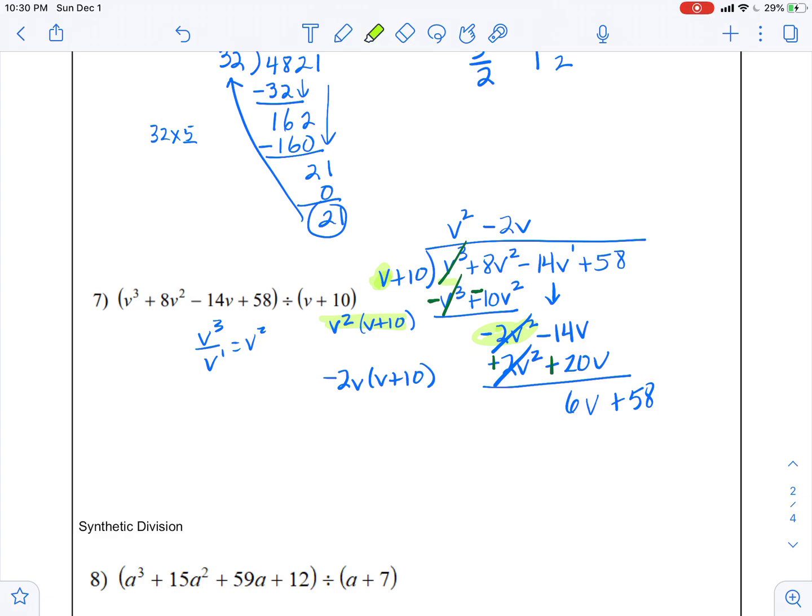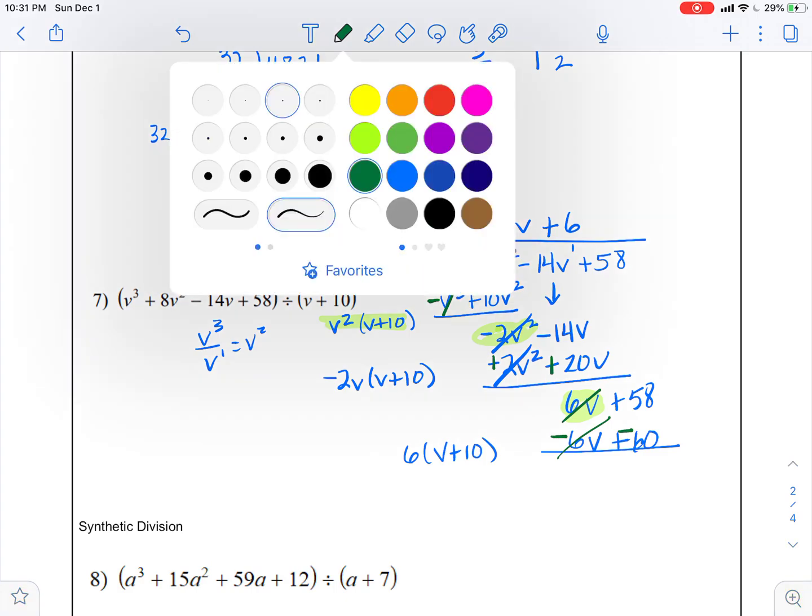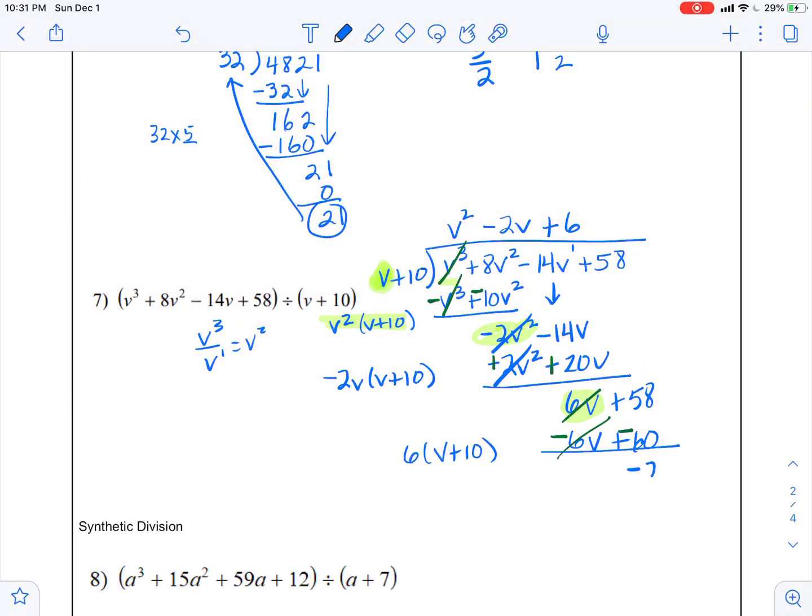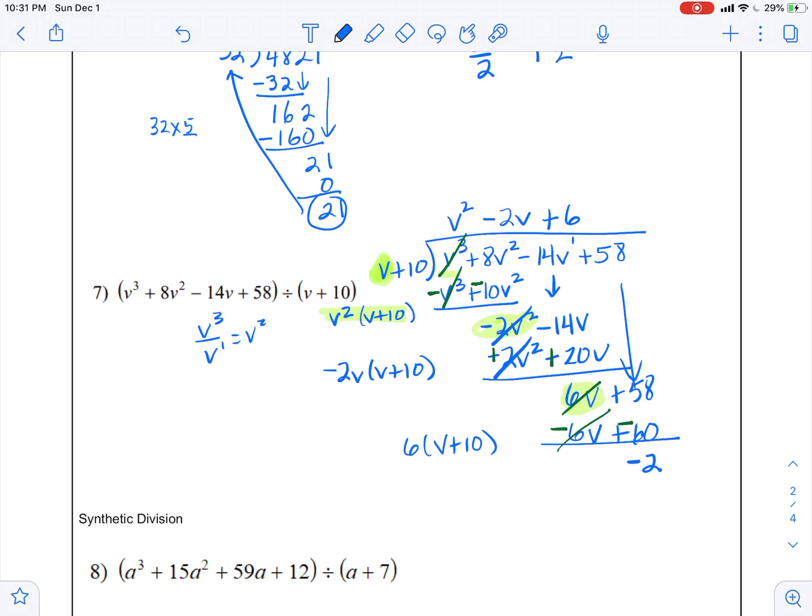Now again, my question is, what do I need to multiply the v by to get 6v? And I just need, in this case, a 6. So it is 6 times v plus 10. So that is 6v plus 60. Now again, I'm going to subtract. Change both signs, those cancel, and I am going to have a negative 2 left over. There's nothing left to bring down. There's nothing left. That is my remainder.